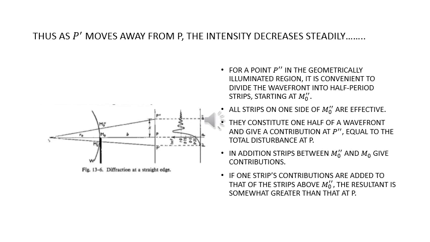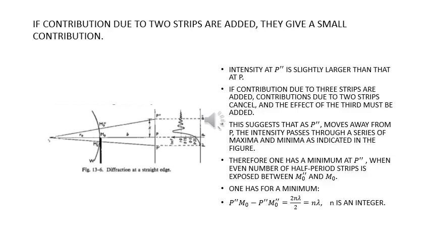For a point P" in the geometrical illuminated region, it is convenient to divide the wavefront into half-period strips starting at M0". All strips on one side of M0" are effective. They constitute one half of a wavefront and give a contribution at P" equal to the total disturbance at P. In addition, strips between M0" and M0 give contributions. If one strip's contribution is added to that of the strips above M0", the resultant is going to be somewhat greater than that at P.